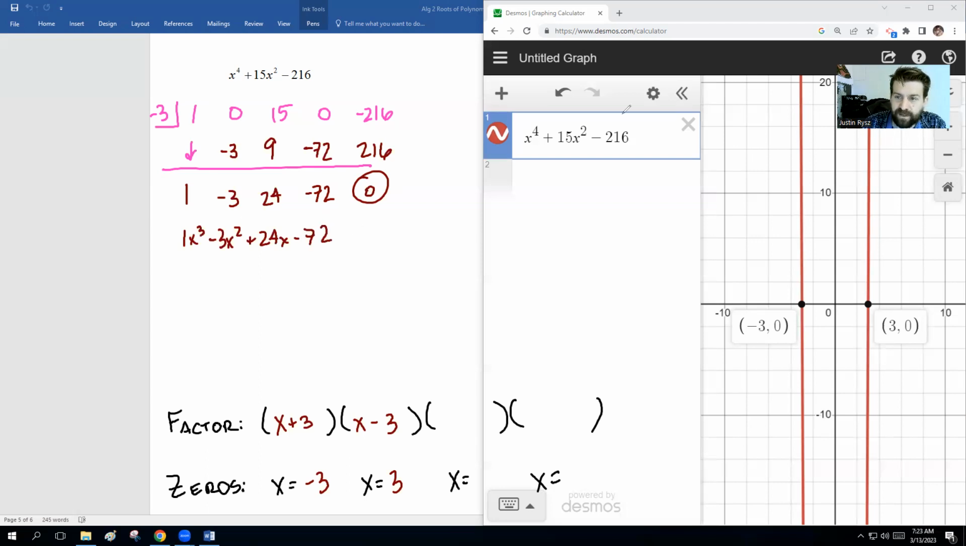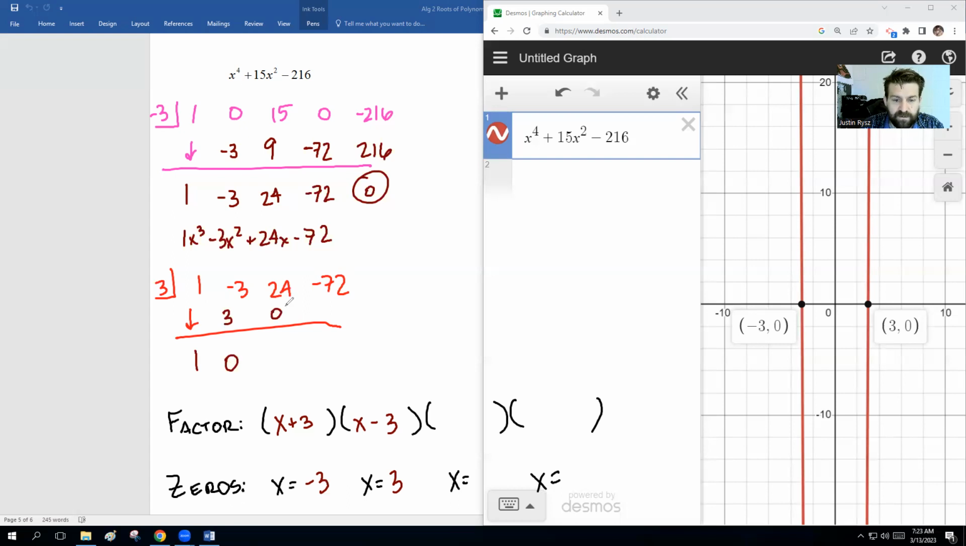Well, let's break that one down by plugging it into synthetic division, but let's use the positive 3. So we got 1, -3, 24, -72. No need for place fillers on this one here. All right, so if we break this one down, we have a 1. 1 times 3 is 3. Add them together. That's 0. We got to keep going, though.